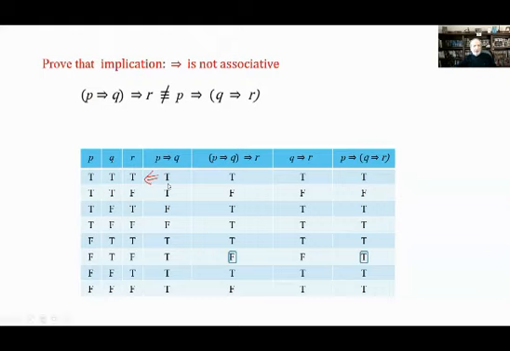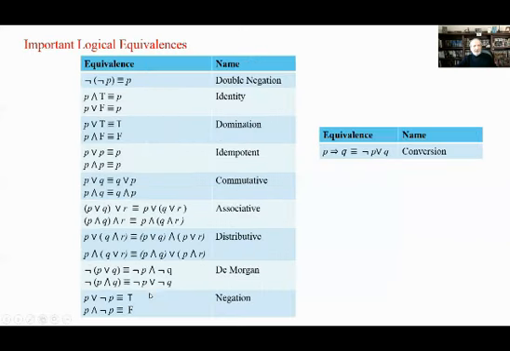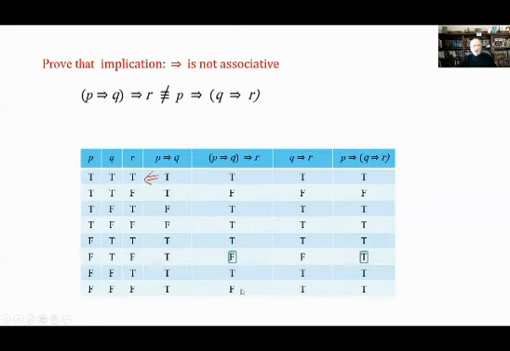P implies Q implies R. So true implies true, yes. True implies false, no. False implies true, yes. False implies false, yes. True implies true, yes. True implies false, no. True implies true, yes. True implies false, no.